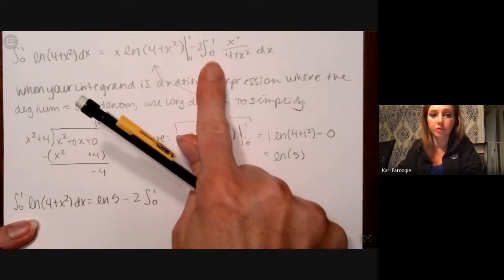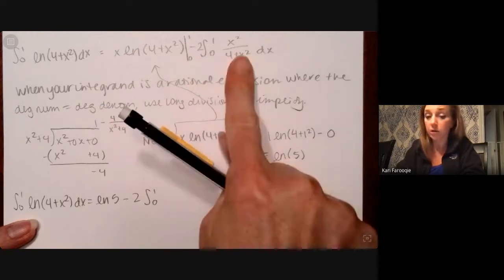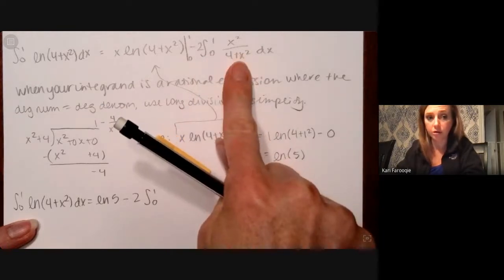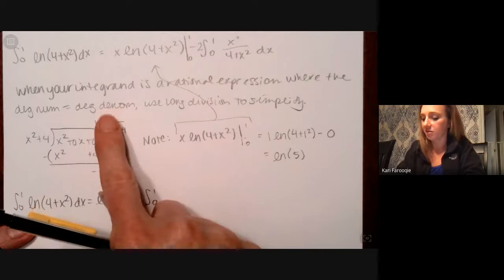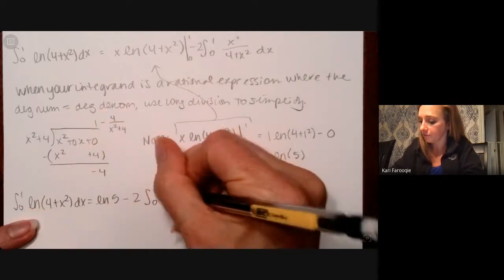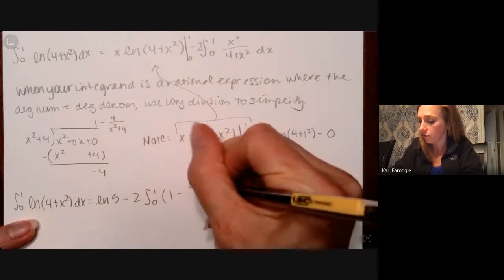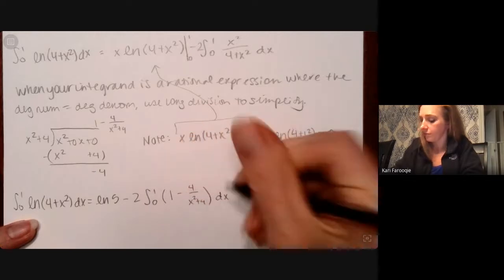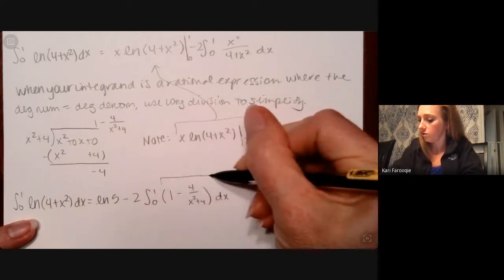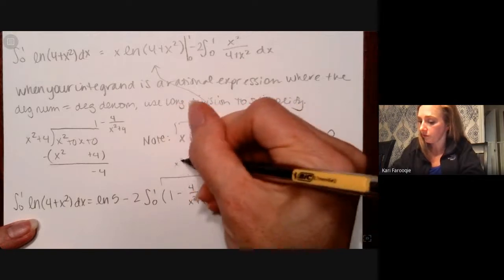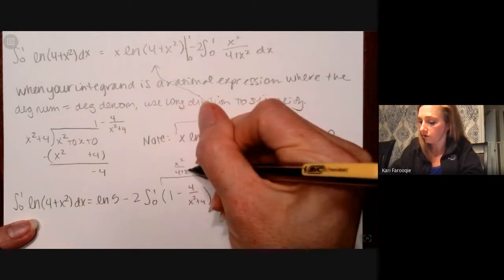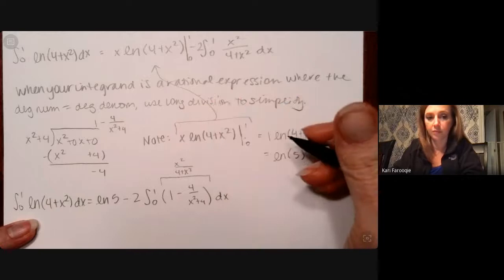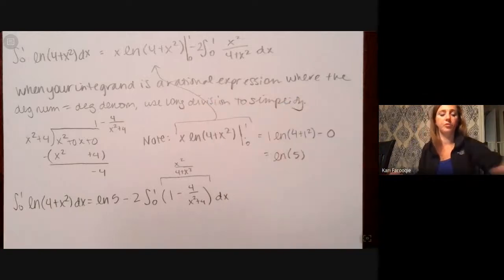So this is the integral from 0 to 1. We rewrote x squared over 4 plus x squared as 1 minus 4 divided by x squared plus 4. So this, remember, was the quantity x squared over 4 plus x squared. We just rewrote it into an equivalent form.